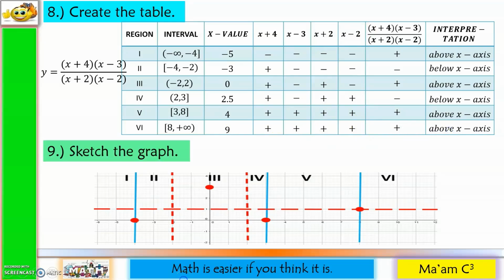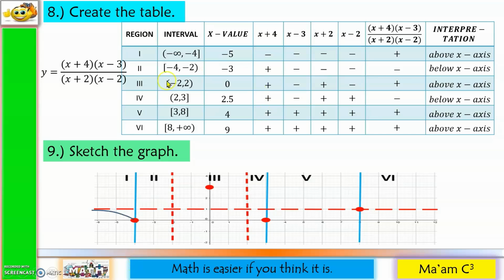Now let us sketch the graph. So let's start at region 1. It says it should be above the x-axis. So here is our x-axis. So for region 1, above this line, it cannot pass through the horizontal asymptote. There is no point of intersection. And it should touch the x-intercept. So let us graph.